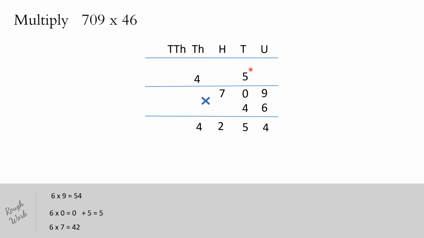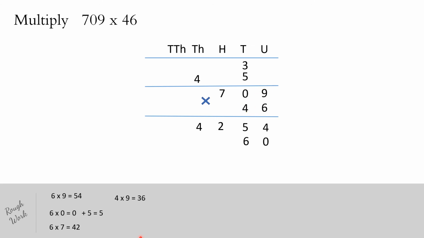Now we will multiply 709 by 4. As 4 is at tens place, we will start our multiplication from tens place. So we will put 0 at the unit place. So we will put 0 over here. Now we will multiply 4 by 9. 4 9s are 36. So we will write 6 at tens place and carry 3 at tens place.